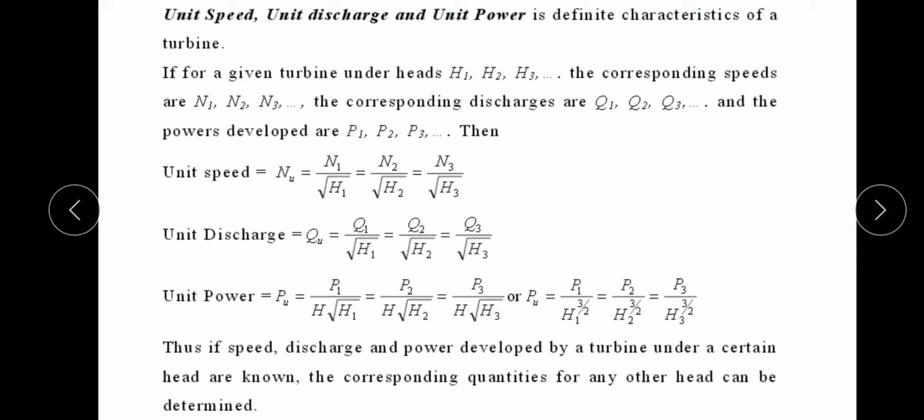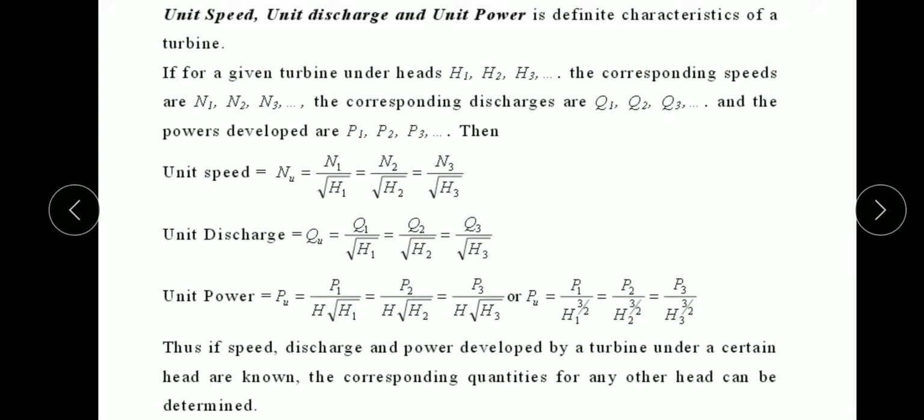Coming to the unit power, Pu is equal to P1 by H1 to the power of 3 by 2. Both are the same. So Pu is equal to P1 by H1 to the power of 3 by 2, which is equal to P2 by H2 to the power of 3 by 2, which is equal to P3 by H3 to the power of 3 by 2. If speed, discharge and power developed by a turbine under a certain head are known, the corresponding quantities for any other head can be determined.